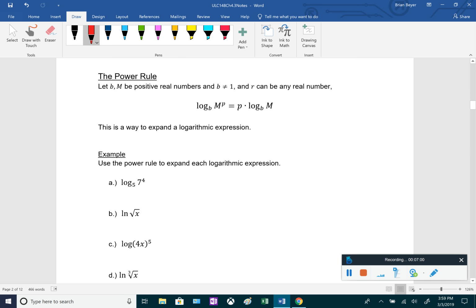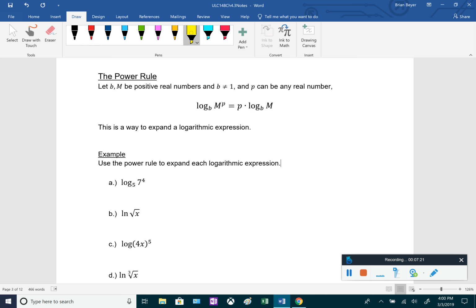The next one is going to be the power rule. So same thing, b and m are going to be positive numbers and b does not equal 1. And p can be any real number here. Actually, that should say p. I'm just going to erase that real quick. That should say p. Okay, so p is going to be any real number.